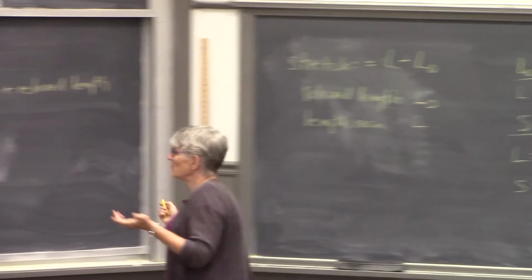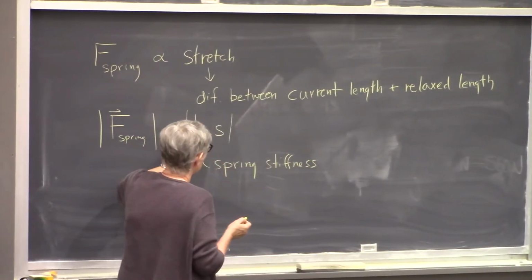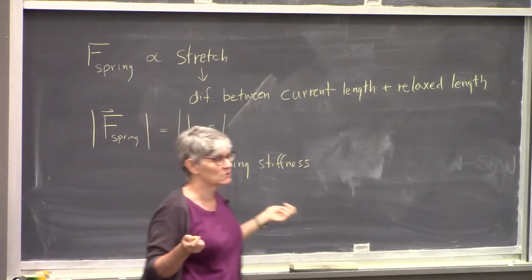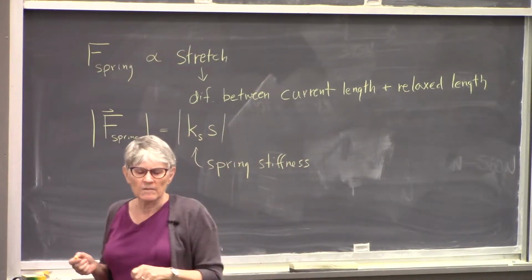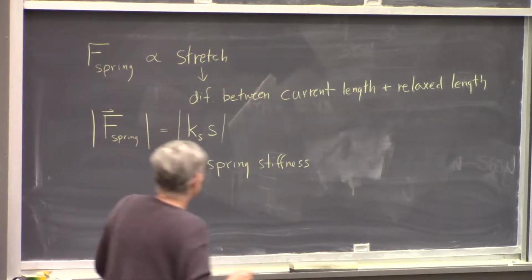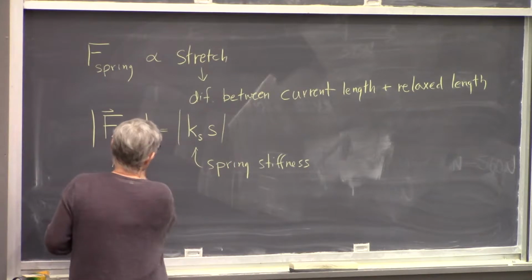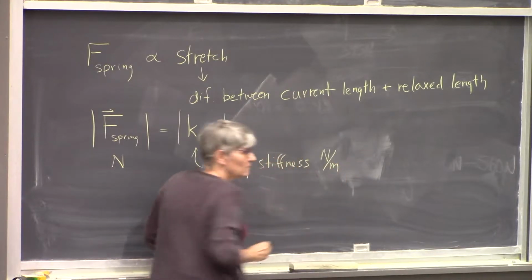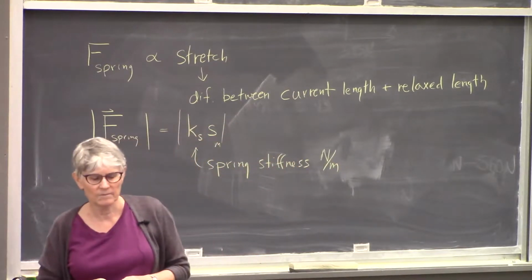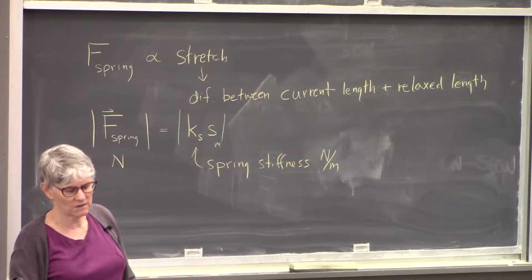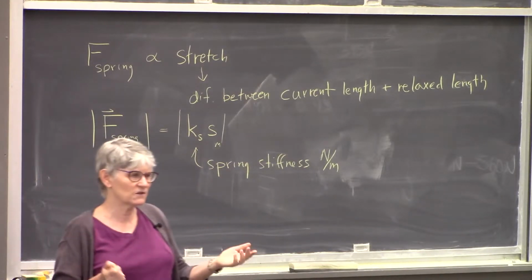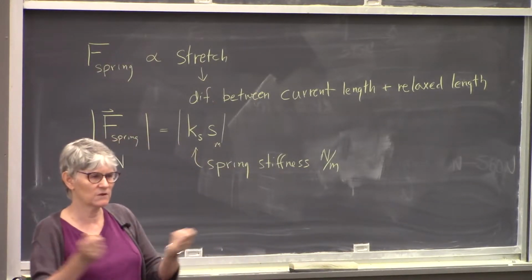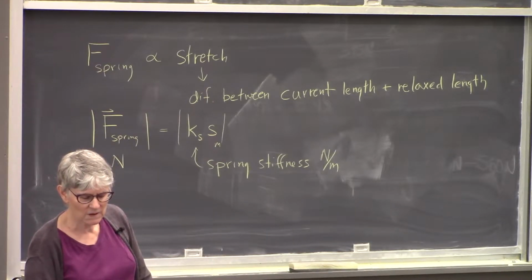And so if we're interested in the magnitude of the force, we can take an absolute value, because the magnitude is always positive. And so the spring stiffness, if this is in newtons and the stretch is in meters, then the spring stiffness must have units of newtons per meter, right? Okay. And we're going to be working with springs in lab, and there are very stiff ones and very soft ones, but 20 newtons per meter is not an unreasonable kind of stiffness.